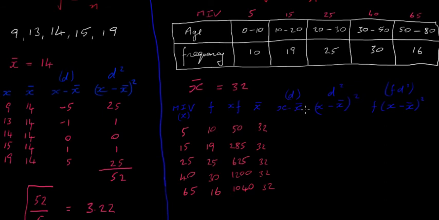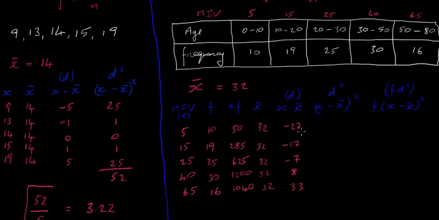X minus x bar. So we're going to subtract 32 from 5. That gives us minus 27. 32 from 15 will give us minus 17. 32 from 25 will give us minus 7. 32 from 40 will give us 8. And 32 from 65 will give us 33. So now we've done our x minus x bar.